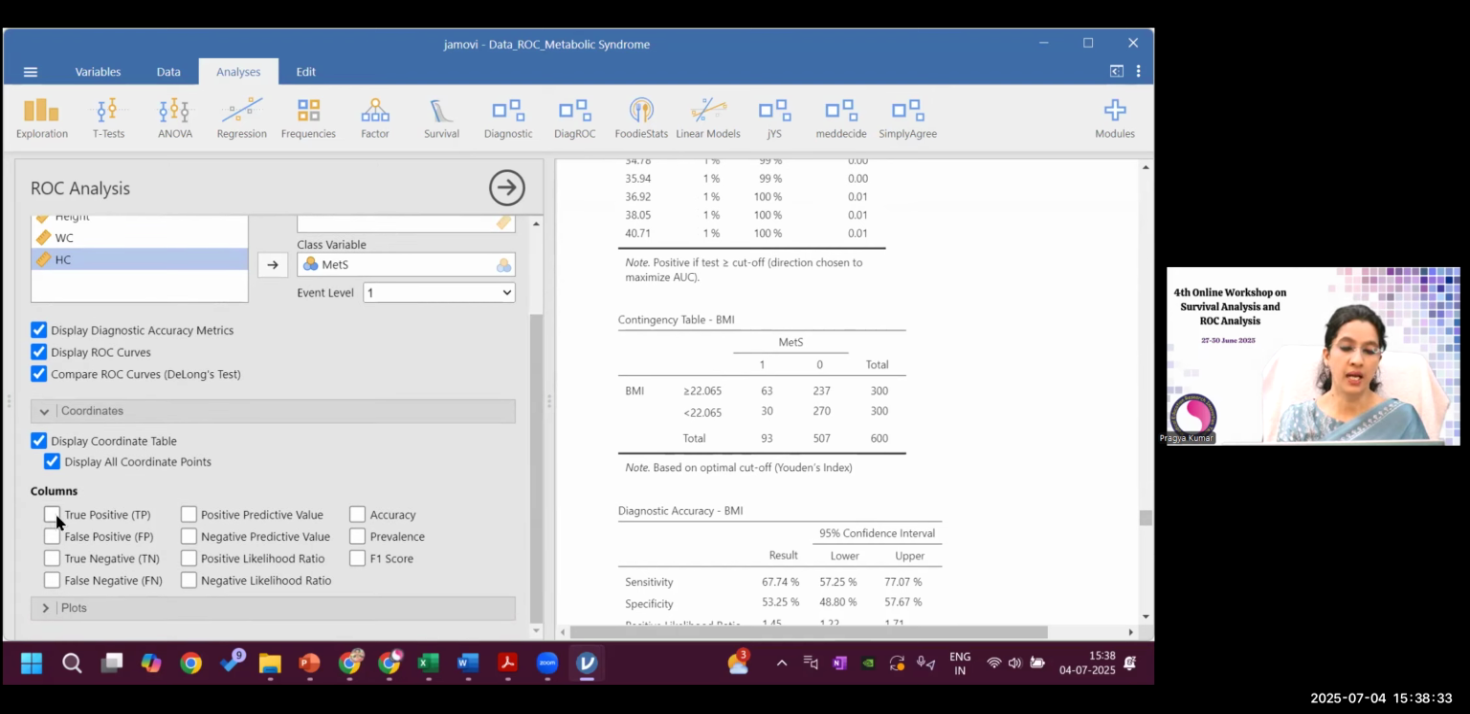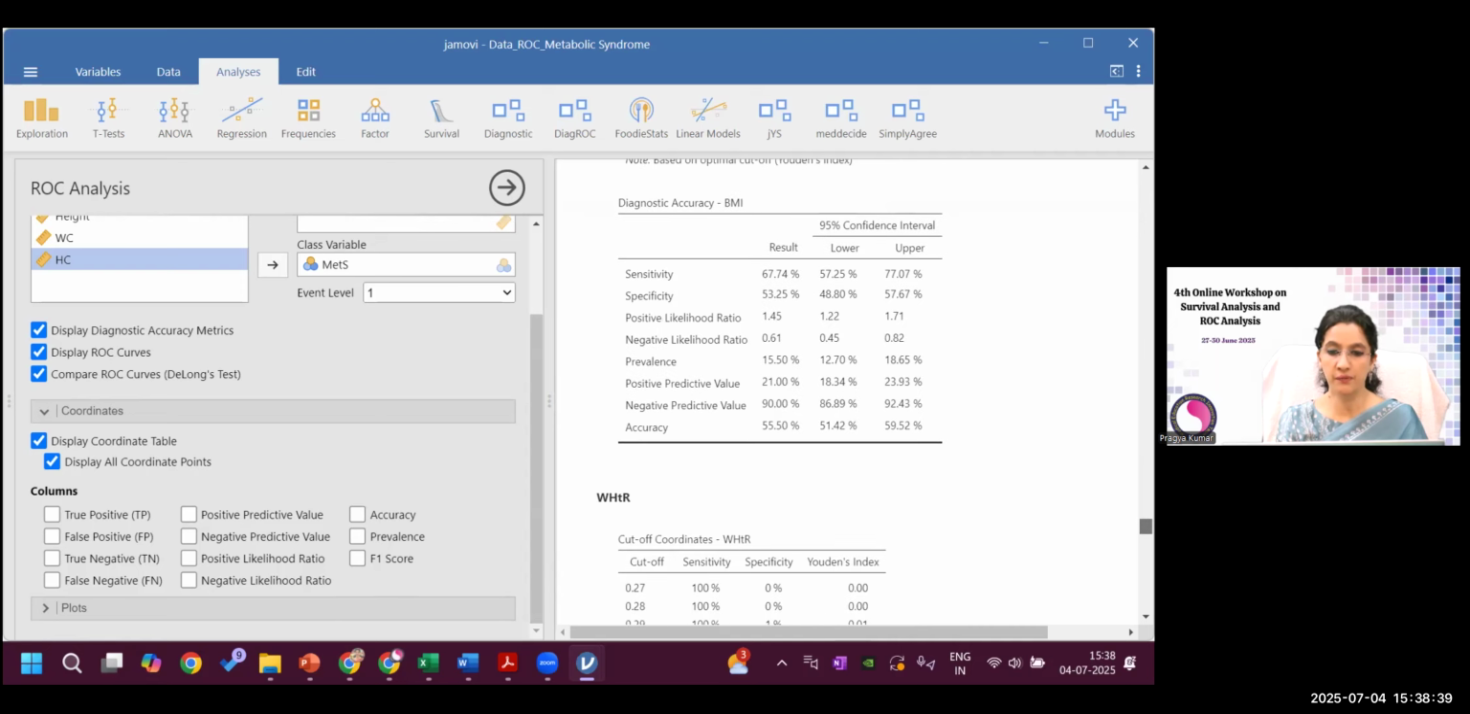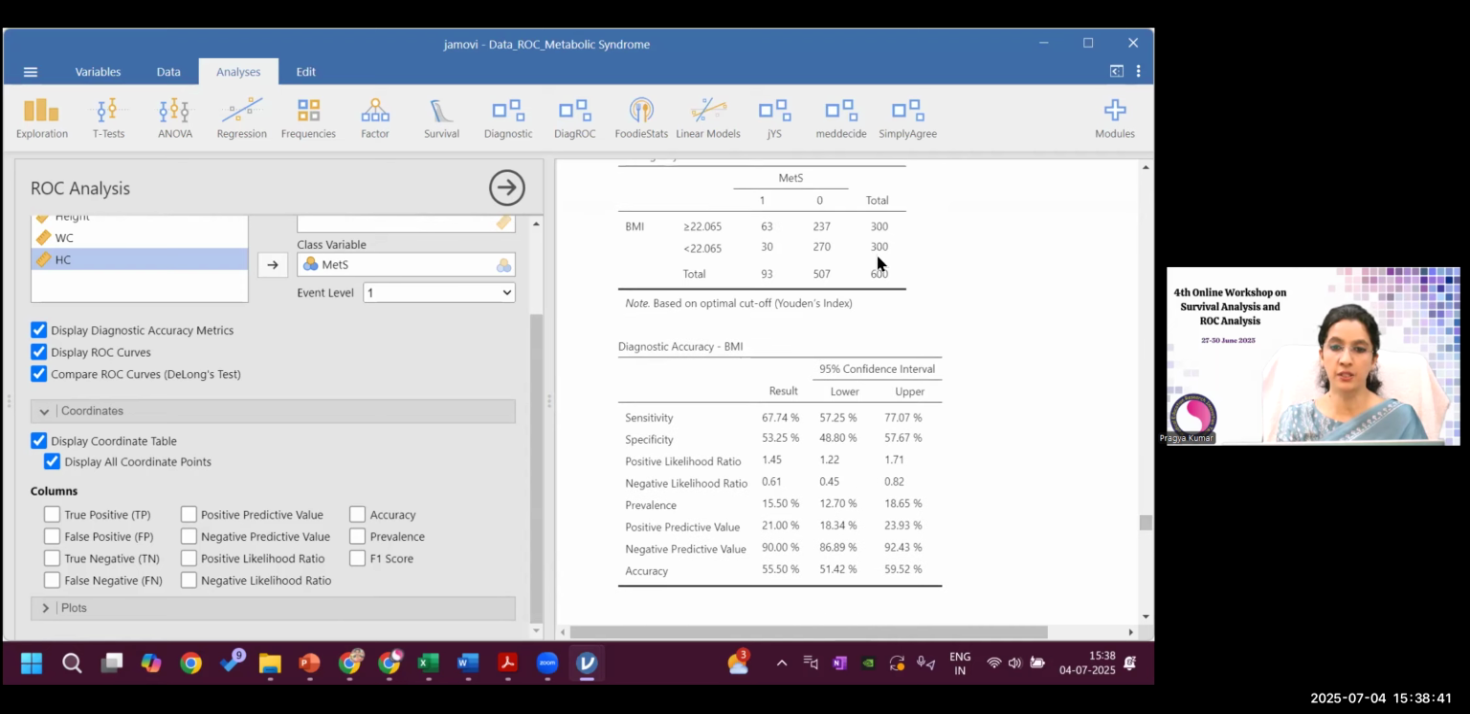It gives the cutoff value, taking Youden's index as the criterion. And then you can have these two positives and these things here also, but I'm not clicking since you have gotten this from here, taking this 22. Based on this Youden's index, it has given the cutoff of 22. And it gives you the specificity, sensitivity, positive and negative likelihood ratios, prevalence, and the accuracy also.